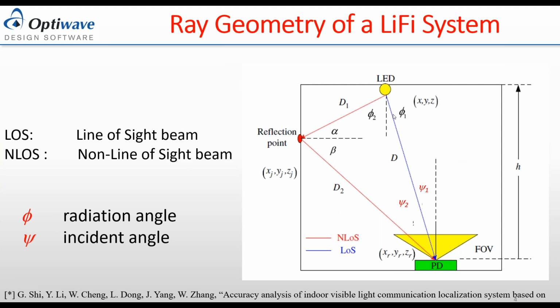The angles in this diagram are phi1 and phi2, which represent the radiation angles, we call them. And the angles psi1 and psi2, we call them incident angles.